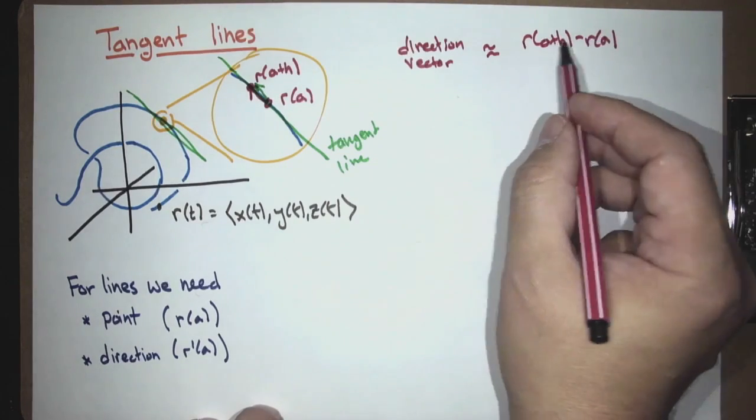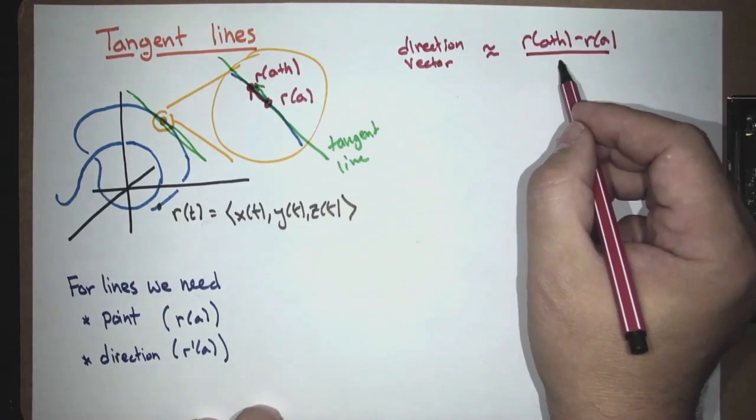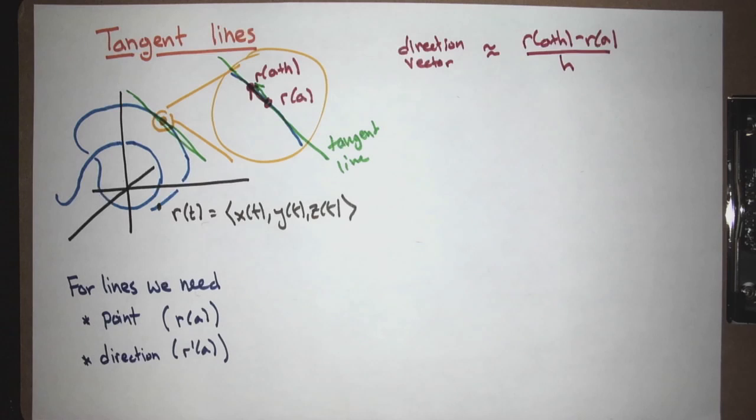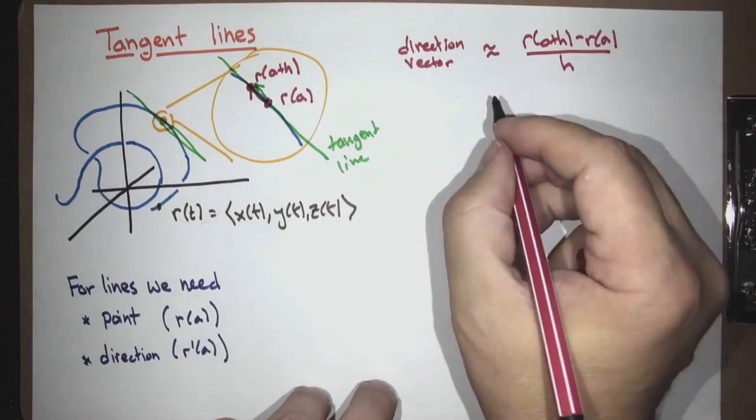And now, because this is getting small, let's go ahead and divide by h. Because r of a plus h minus r of a is very, very tiny. So if you divide by h, that helps avoid things getting too small. Because we don't want our direction to be 0. That would leave us directionless. We don't want that. And now we look at this and say, how do we get a better estimate for our direction vector? What should you do? You should do a limit.